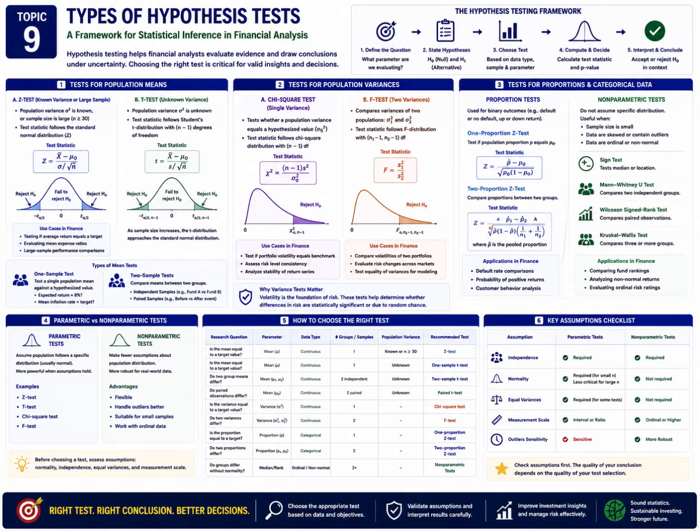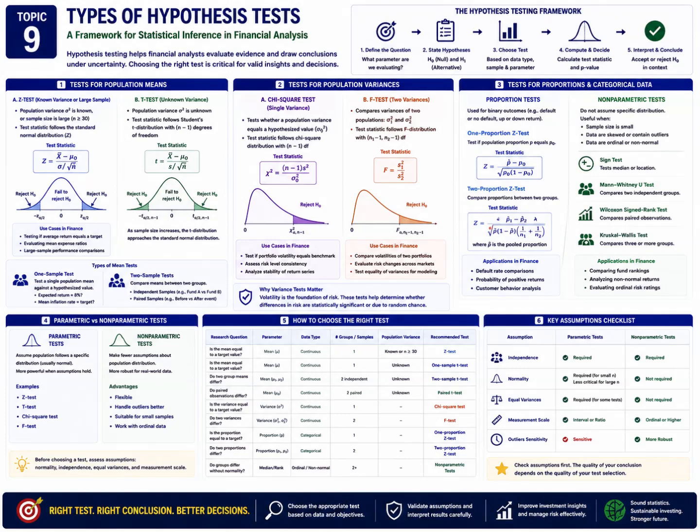The topic also introduces non-parametric tests, which do not require strict assumptions about underlying population distributions. Non-parametric methods are particularly useful when sample sizes are small, distributions are highly skewed, or data are ordinal rather than numerical. The topic emphasizes that selecting appropriate tests depends heavily on the characteristics and quality of available financial data.